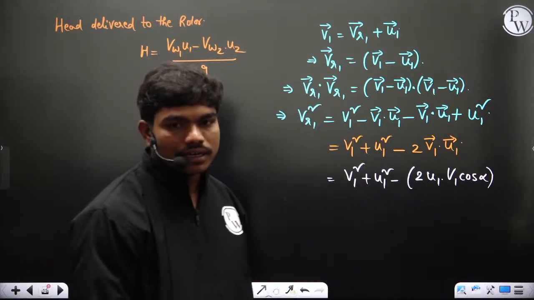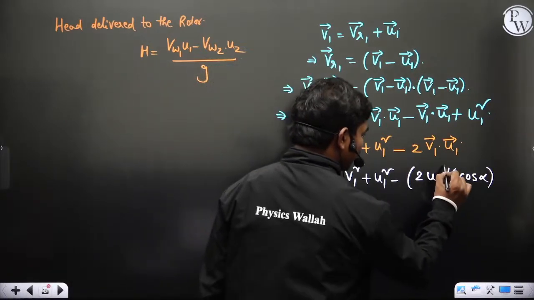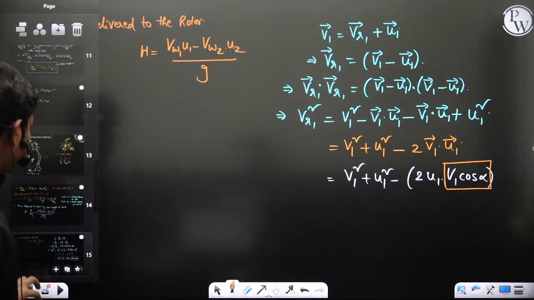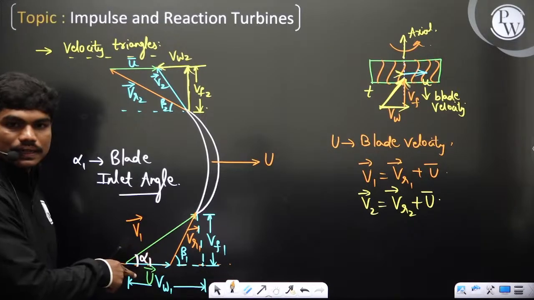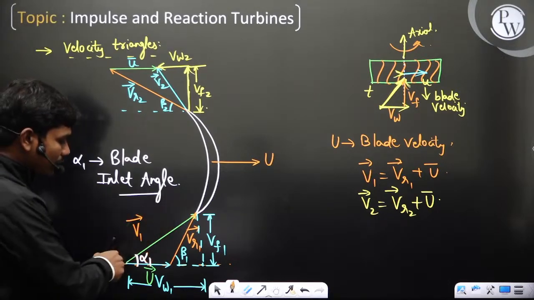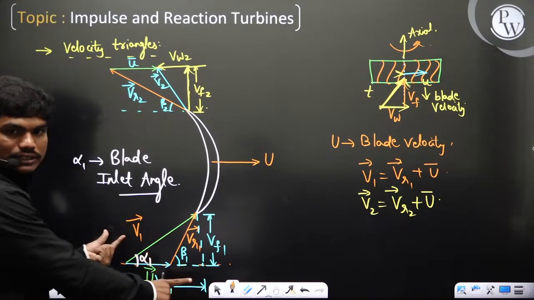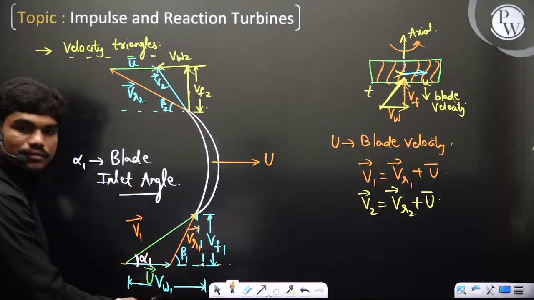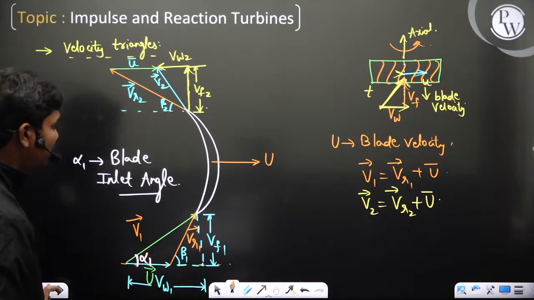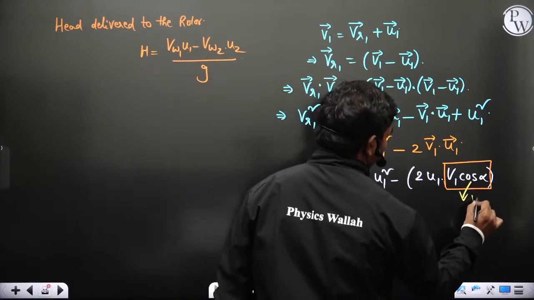Is this clear? Now when you do this dot product, can anyone tell me what this particular V1 cos alpha is from this velocity triangle? What is V1 cos alpha? V1 is the magnitude of this V1, and V1 cos alpha gives you something. What is that? It's nothing but VW1, correct? So clearly this quantity is nothing but your VW1.